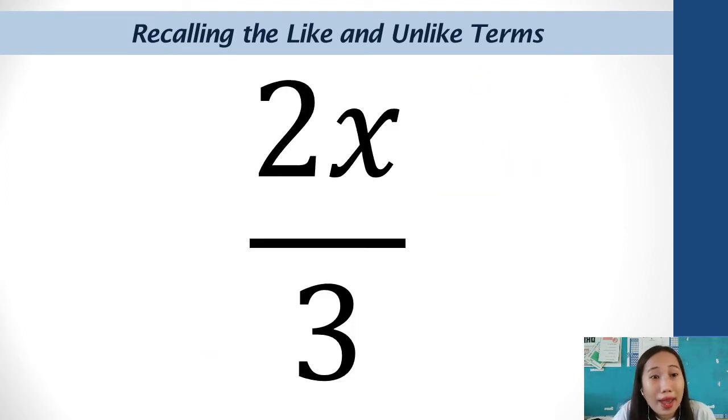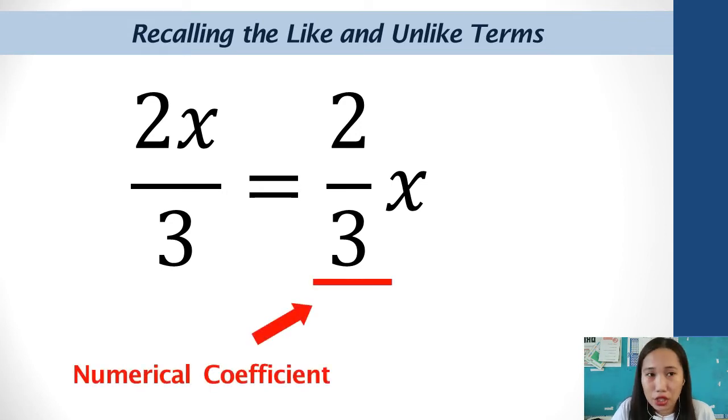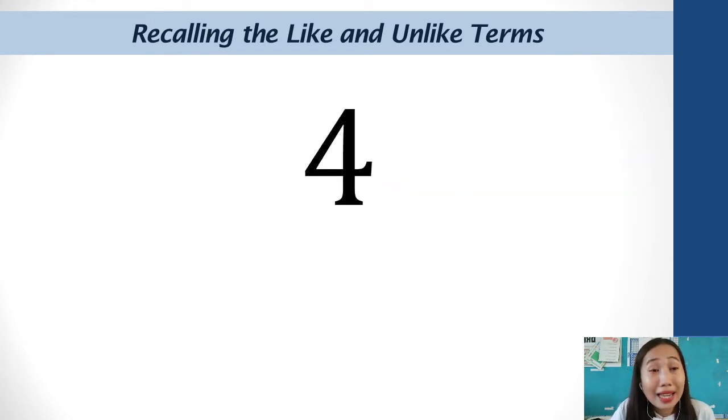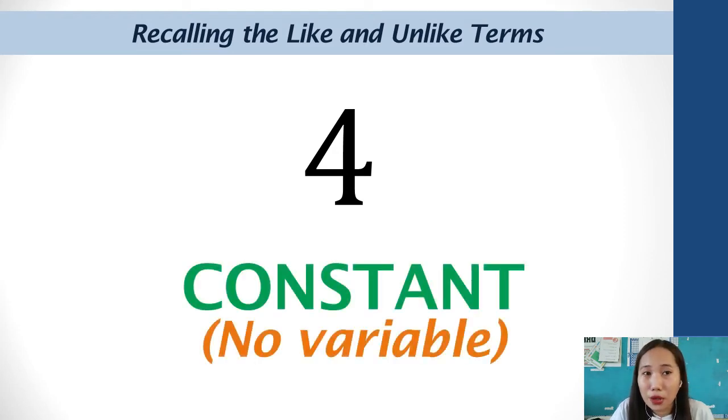Okay, we have 2x over 3. So, where is our numerical coefficient here? And what is our literal coefficient? Okay, note that 2x over 3 is equal to 2/3 x. So now, we know that our 2/3 is our numerical coefficient and the x is our literal coefficient or our variable. Wow! There's an algebraic term that is just a number. What could it be called? Okay, we have 4. Our 4 is called a constant, meaning it has no variable.